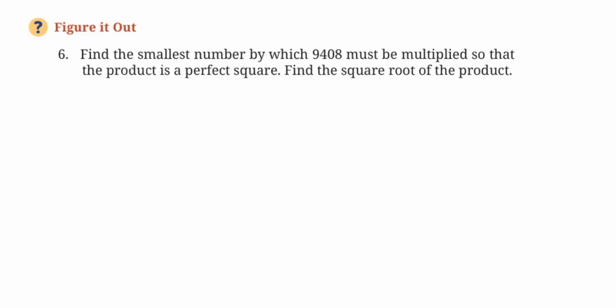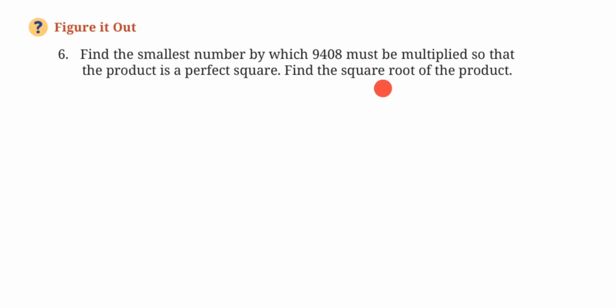Hey everyone, here's a question from Squares and Cubes of class 8. This is based on the newer syllabus. This is a question from "Figure it out", sixth question. The question is: find the smallest number by which 9408 must be multiplied so that the product is a perfect square.